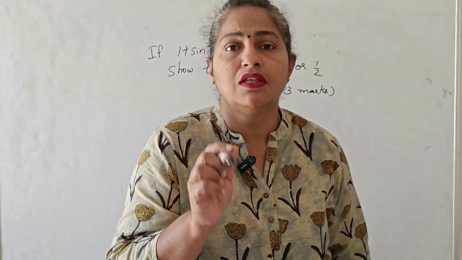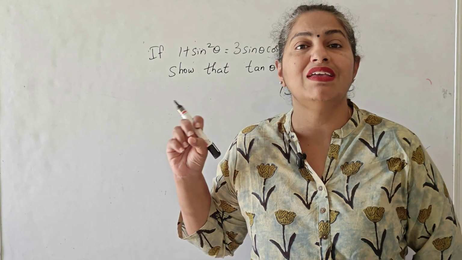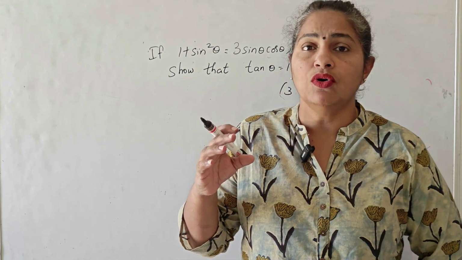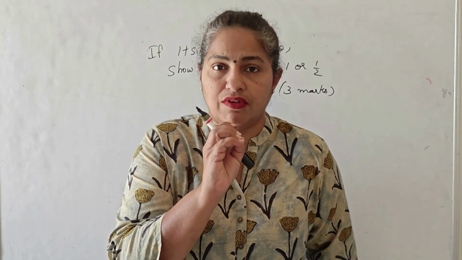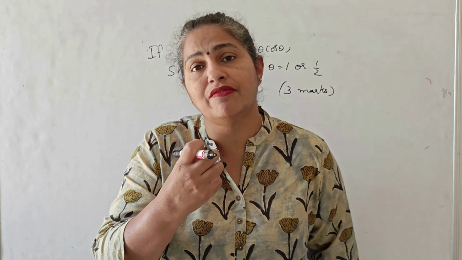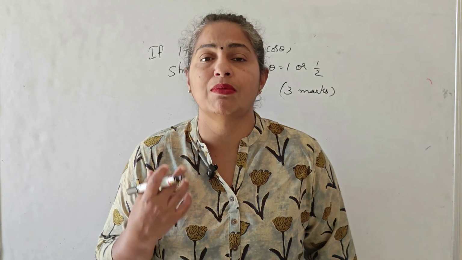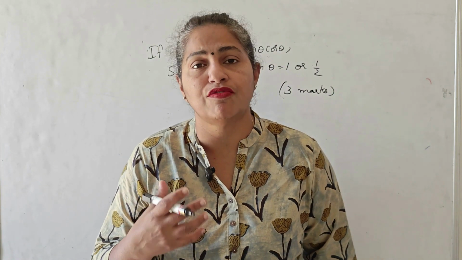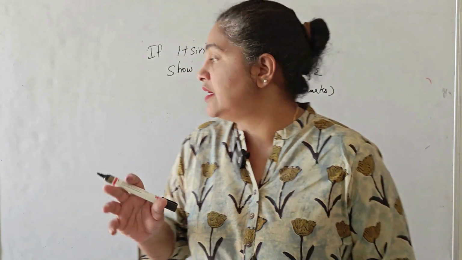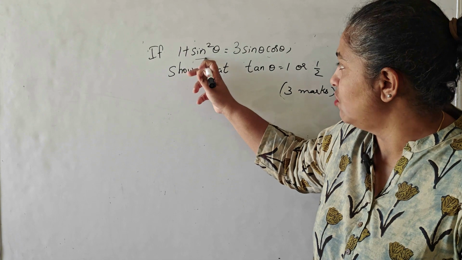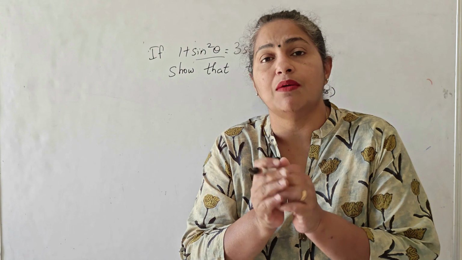The reason being that the question is in terms of sine and cos, whereas what we need to prove is in terms of tan. So, in order to prove this particular value of tan theta is equal to 1 or 1 by 2, we need to extract the tan value from this sine cos equation. How do you get a tan from a sine or a cos? We get a tan from sine or cos by dividing sine theta by cos theta, right? Now, in this case, I have got a sine square theta, which means that I need to divide sine square theta by cos square theta.